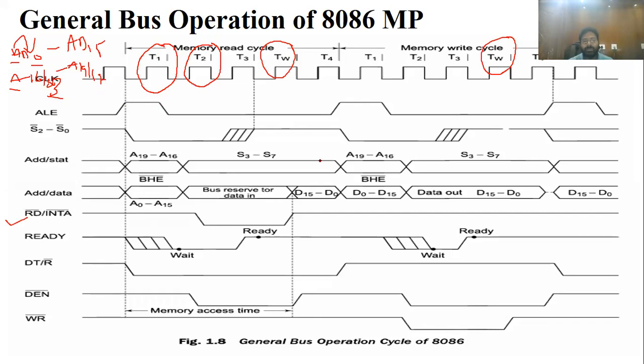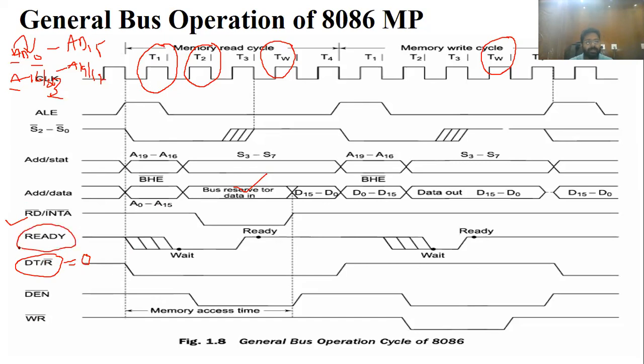Once the read operation is performed, whatever data is present in the memory will be available at the data bus. But what are the other signals? The data receive and transmit. The microprocessor is performing the read operation, which is the receive operation. So DT/R bar is equal to 0, and then data enable.